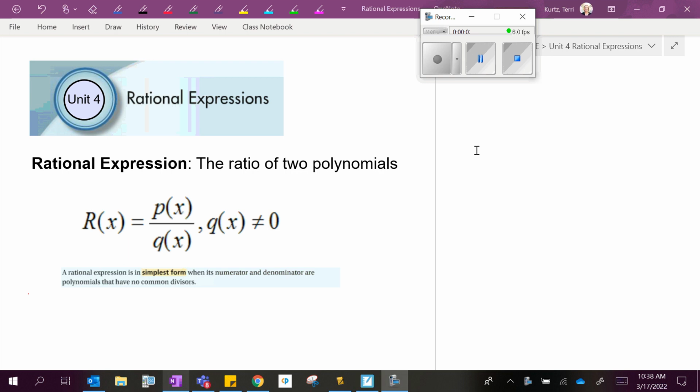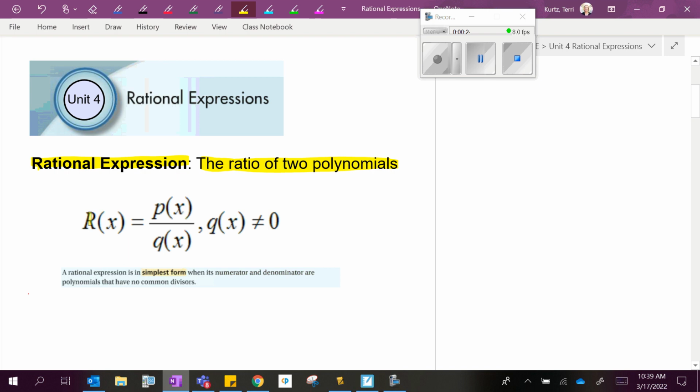Okay, hey girls. So today we are going to look at a new type of expression or function called rational expressions. And a rational expression is the ratio of two polynomials. So we had so much fun with last chapter's polynomials. We're going to double the fun this unit.